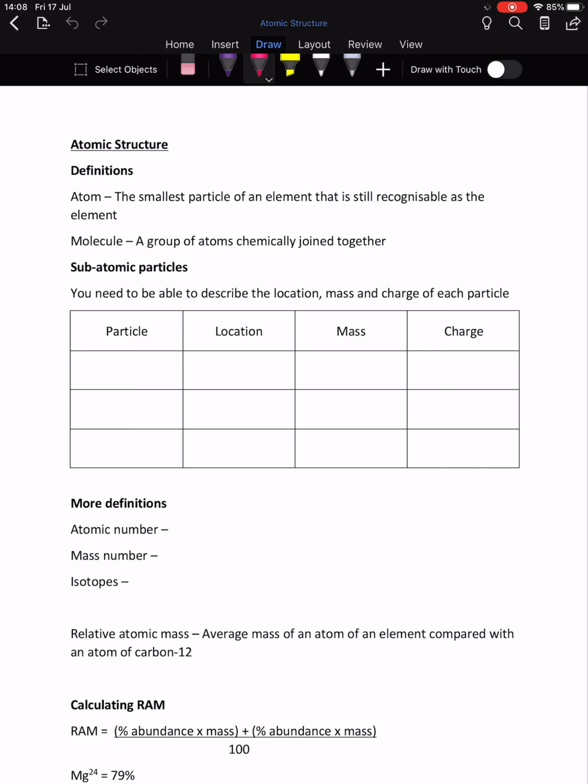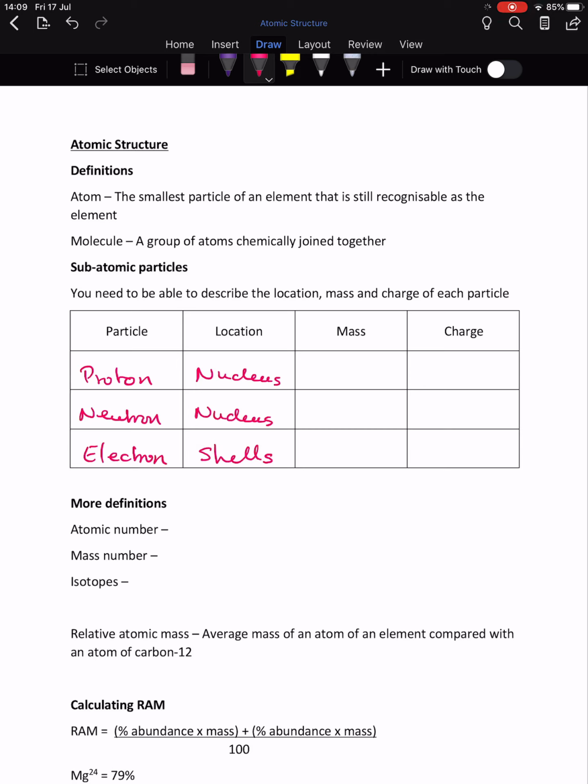Inside the atom, there are three subatomic particles that we study in chemistry. They are the proton, the neutron, and the electron. You need to be able to describe the location, mass, and charge of each of these particles. The proton is found in the nucleus. The neutrons are also found in the nucleus, and the electrons are found in the shells.